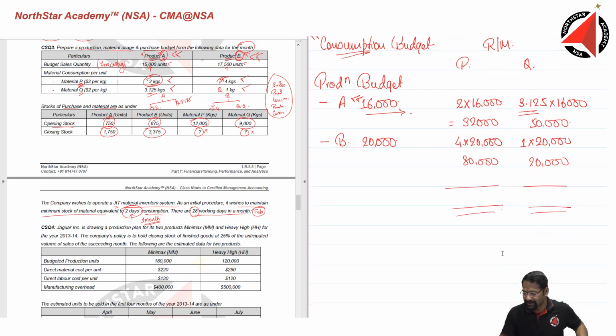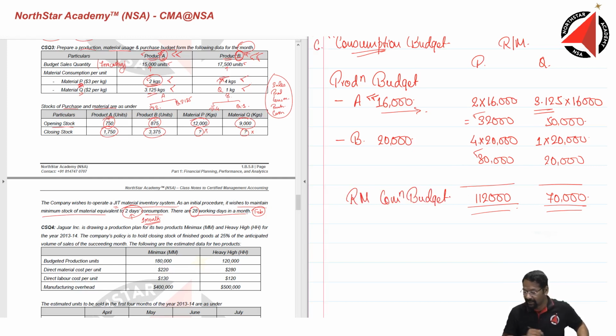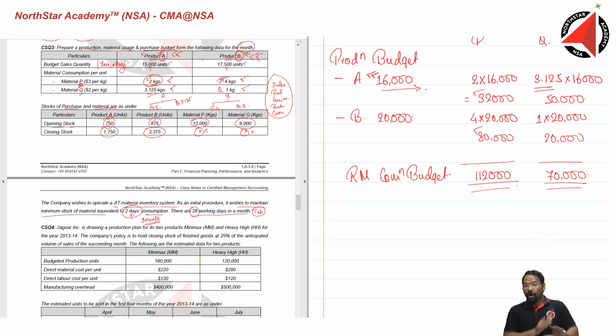So total is 680 plus 32, 112,000 and 20 plus 50, so 70,000. This is my raw material consumption budget. Raw material consumption budget. All of you understood this? Can I have a yes or no, guys?